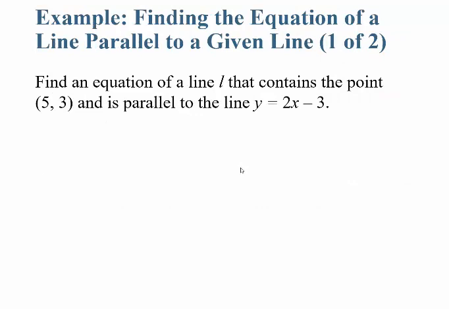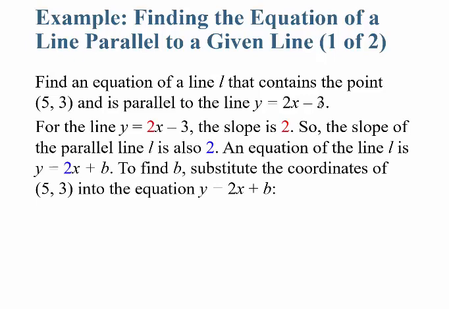All right, let's do some parallel and perpendicular stuff, some harder ones. Okay, so find the equation of a line. I want to find the equation of some line we'll call L that contains this point, 5 comma 3, and is parallel to this line. A parallel line, what do we know? A parallel line will have the same slope, but a different y-intercept.